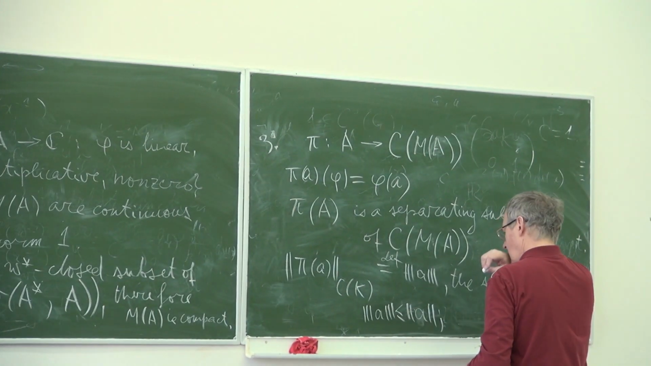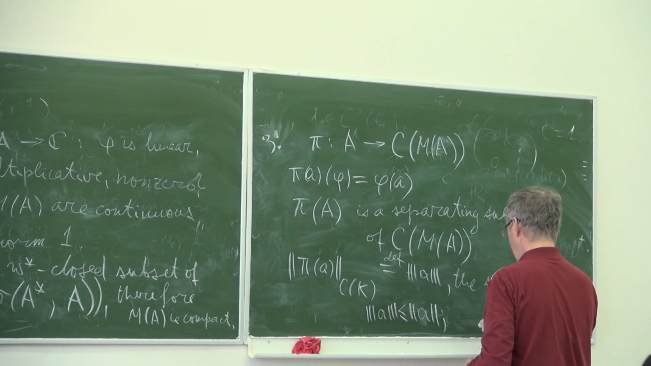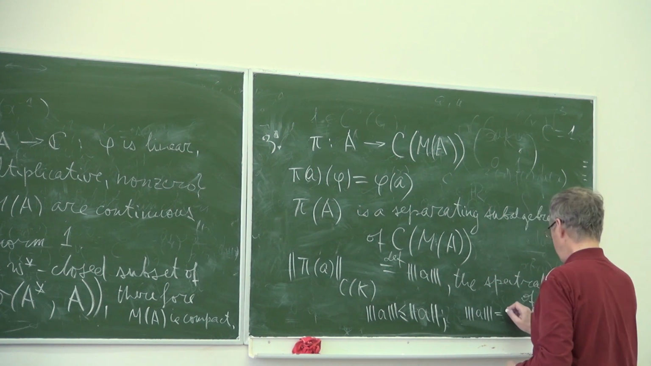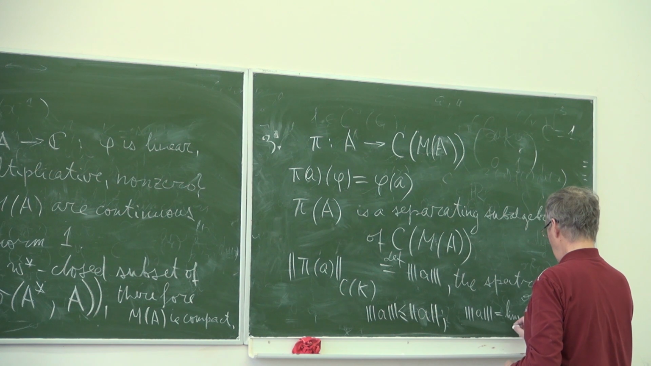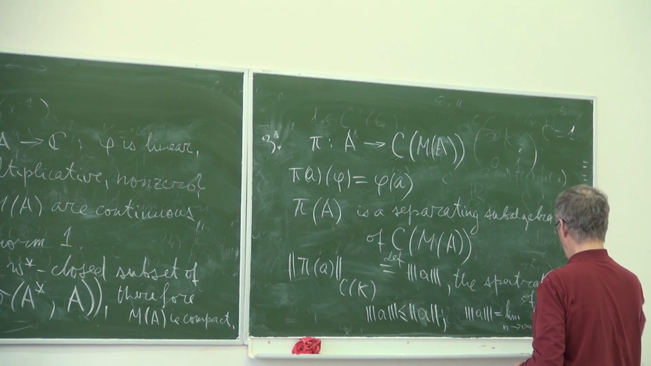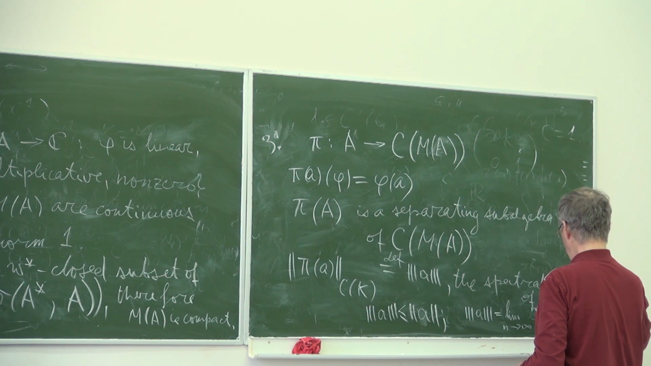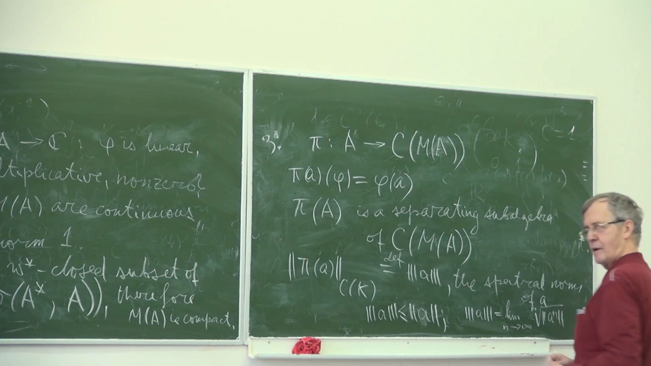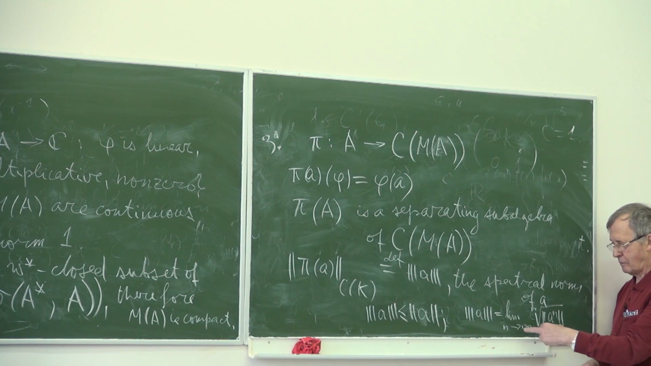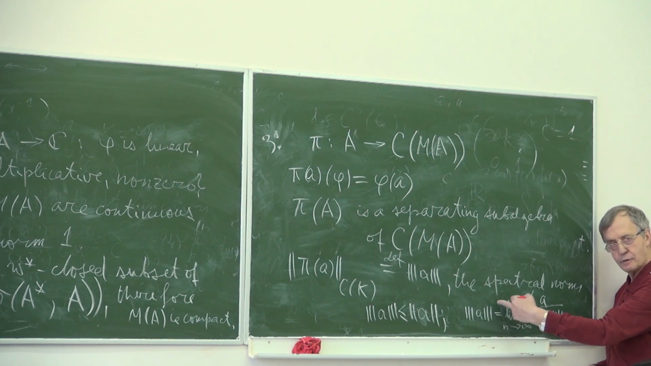And even more, the spectral norm of A is equal to the following thing. This is the limit as n tends to infinity of the n-th root of the norm of A to the power n. So I don't know if we shall need this, probably not, but still there is such a relation, and this is also called the spectral radius of A.